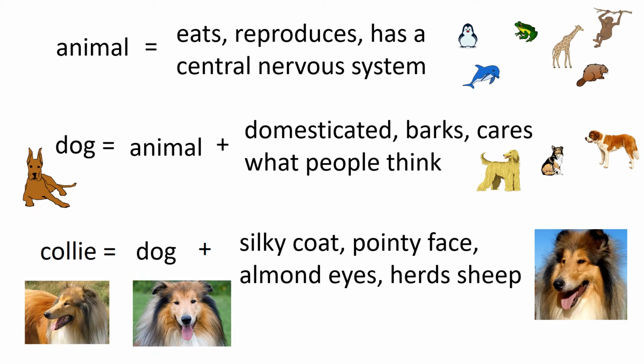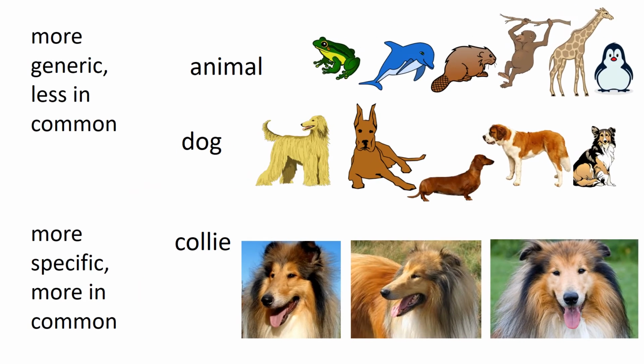In general, terms that can refer to lots of things are said to be more generic, and terms that can refer to fewer things are more specific.